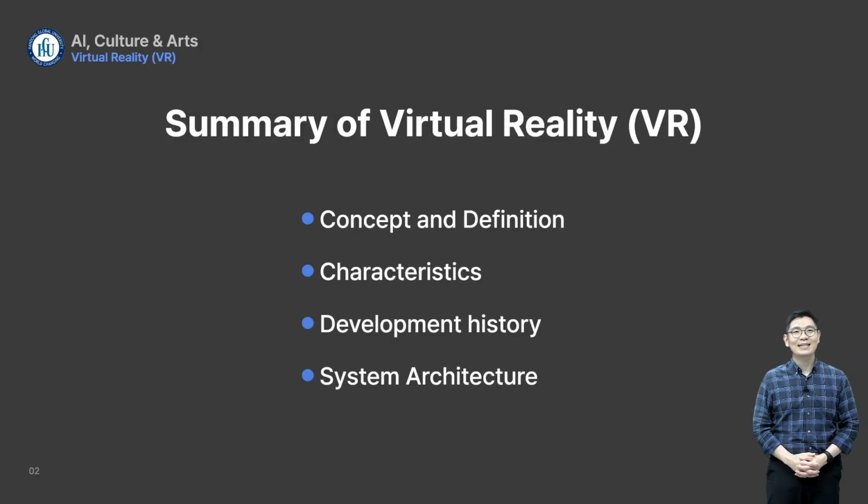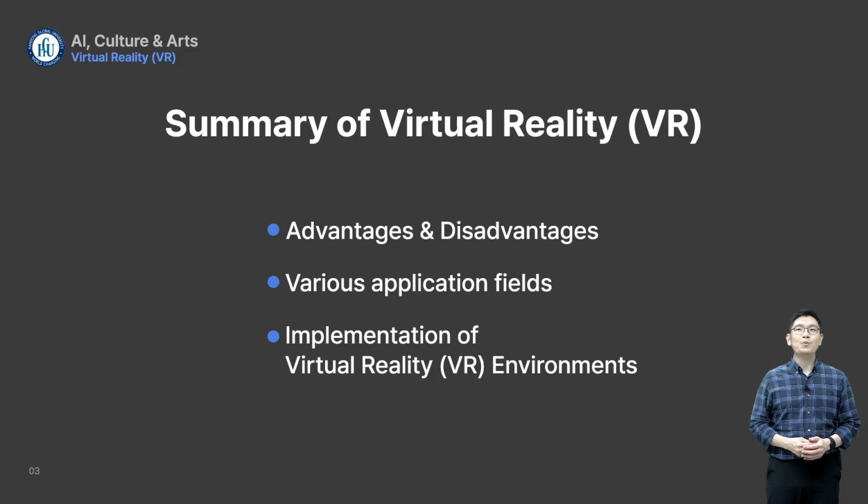Let's get into it. First of all, we're gonna summarize virtual reality as 7 attributes. The first one, concept and definition. Second, characteristics. Third, development history and system architecture. Also, we want to cover advantages and disadvantages. After that, we will see various application fields, and lastly, implementation of virtual reality environments. So let's get into it.